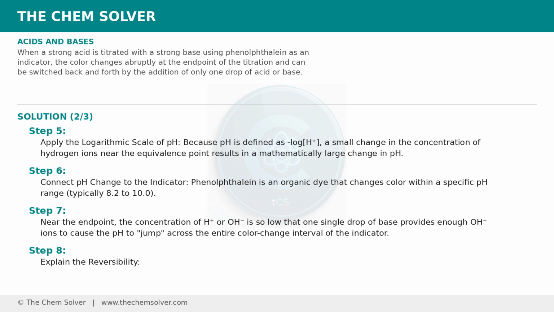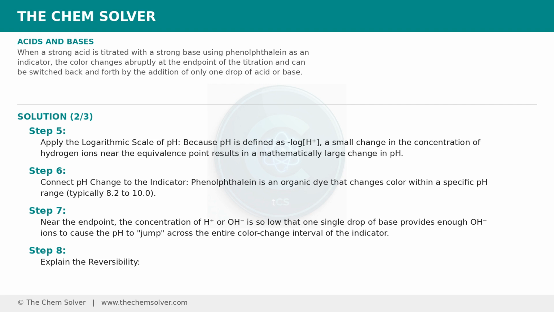Connect pH change to the indicator. Phenolphthalein is an organic dye that changes color within a specific pH range, typically 8.2 to 10.0. Near the endpoint, the concentration of H⁺ or OH⁻ is so low that one single drop of base provides enough OH⁻ ions to cause the pH to jump across the entire color change interval of the indicator.